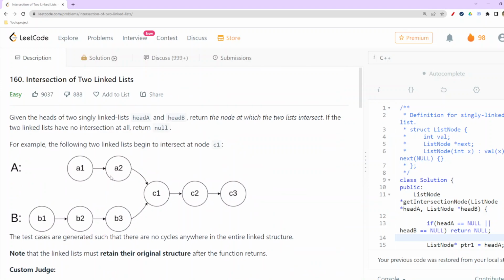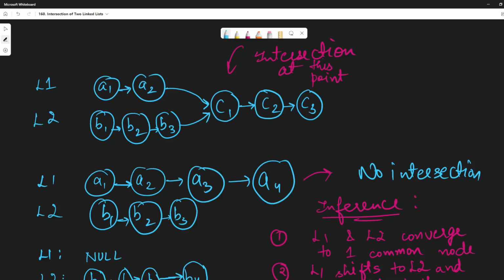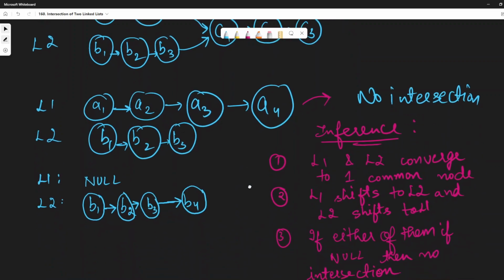Now comes the part of how we are required to solve this question. See, the first example, which I have taken from there only, says A1, A2, B1, B2, B3. So first linked list, second linked list, if both of them intersect, then they are intersecting at this C1, C2, C3. If we are given something like this, the thing it was saying, intersect equal to 0. If both of them are not intersecting with each other, then the answer would be 0. We are required to return null basically.